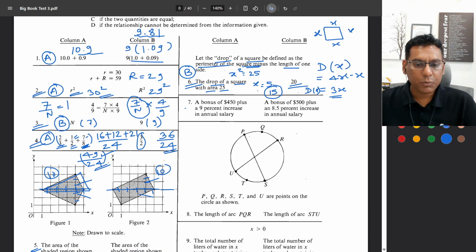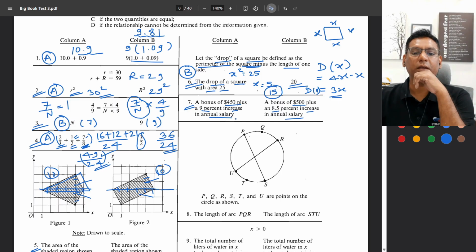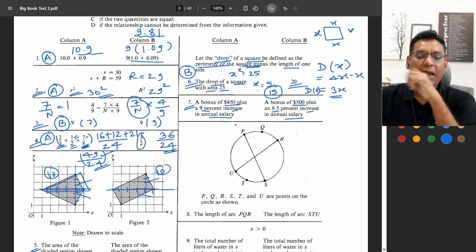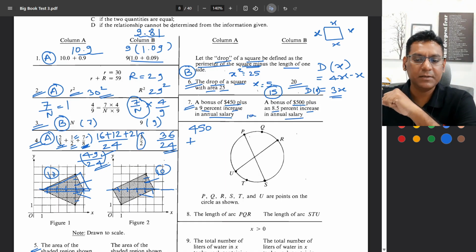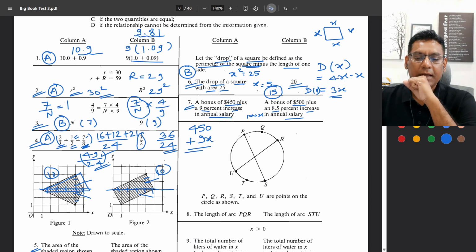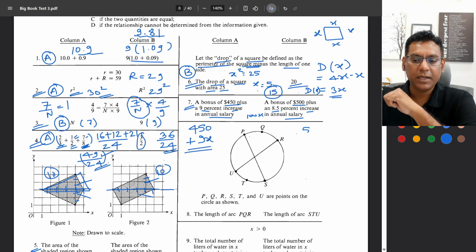Question 7. A bonus of 450 plus 9% increase in annual salary, versus a bonus of 500 plus 8.5% increase in annual salary. Interesting. I don't know the actual annual salary, but let's say that is X. So what do I get? I get $450 here plus, let's say it's 100x, just to make it simple. So 9% of that would be 9x. This is what I get on the left side. Here I get 500 plus 8.5x.